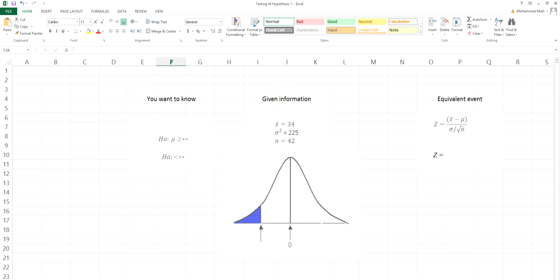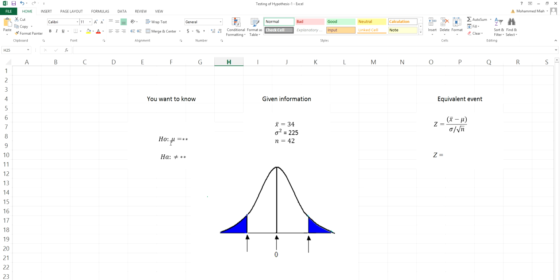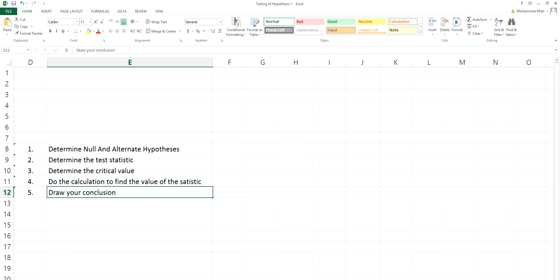Or I can have a two-sided test. For example, I want to examine mu equal to some number, and mu not equal to that number. Mu is missing right here, so just take a note of that. Mu is some number and mu is not equal to that number. So in this case, you are going to have a two-sided test. Based on your alternate hypothesis, you can have a right-sided test, left-sided test, or two-sided test, and all of those tests are going to require you to complete these 5 steps.